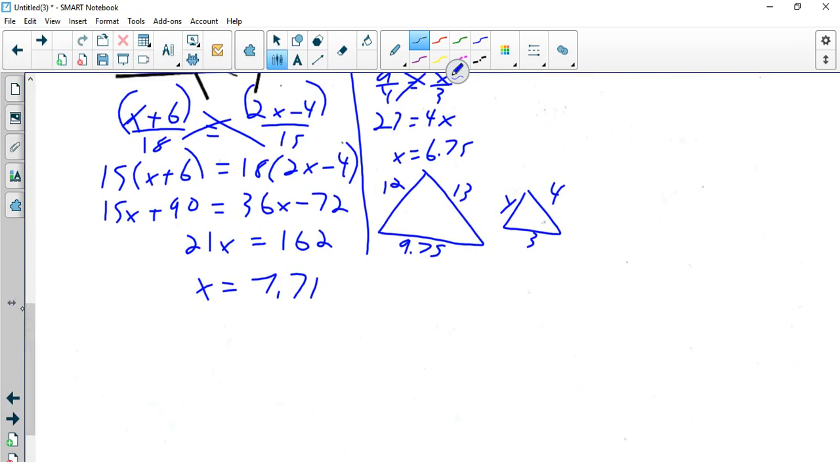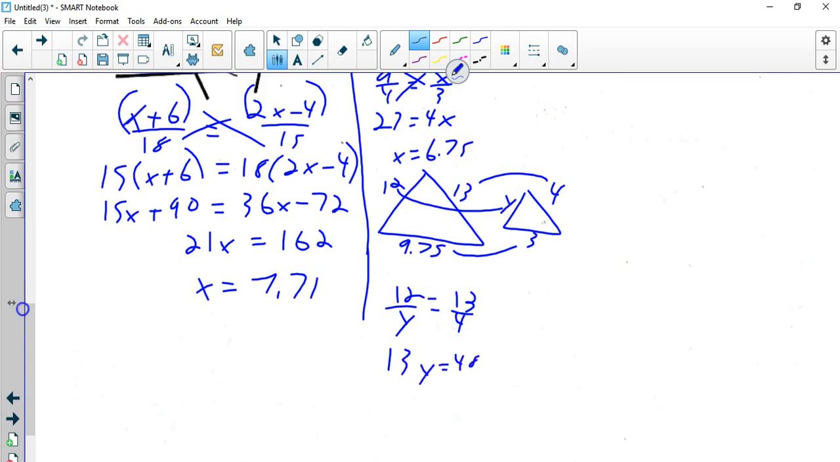So we have choices for our magic ratio. We can use 4 and 13 or 3 and 9.75. I'm assuming most people pick 4 and 13 to avoid the decimals. So I'm going to do 12 over y equals 13 over 4. Again, you could do y over 12 and 4 over 13. It does not matter. Cross multiply, 13y equals 48. And y is going to end up being 3.7.